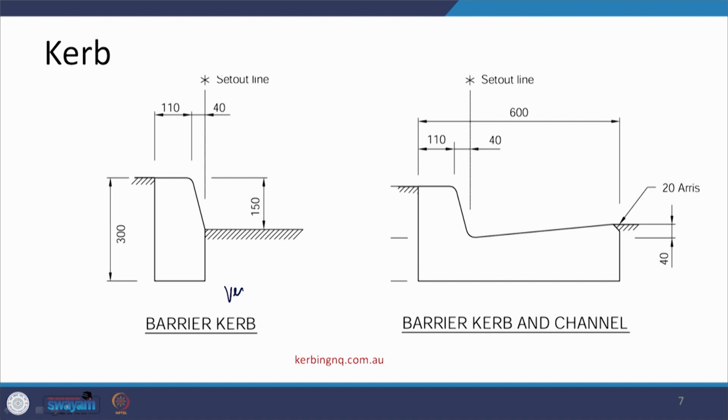Now, if you look at the design, there can be two types of design. One is a simple vertical design, another one is a design which is extended towards the carriageway. So, we have a carriageway on this side and we have an extension of that.